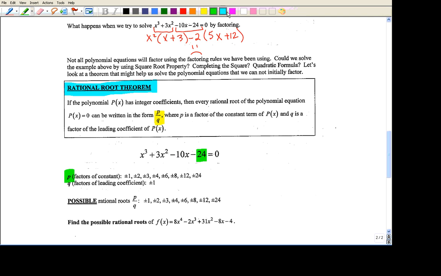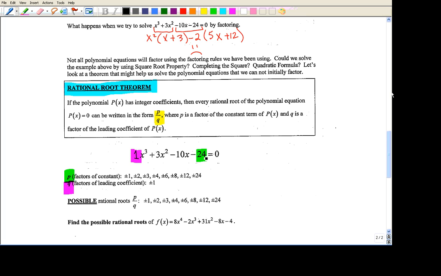And for the values for q, we'll know to look for that by looking at the coefficient of our leading term, so our leading coefficient, which here is just a 1, right? That's a 1x cubed. So for p and q, before we can divide values of p over q, identify what the p and the q are.